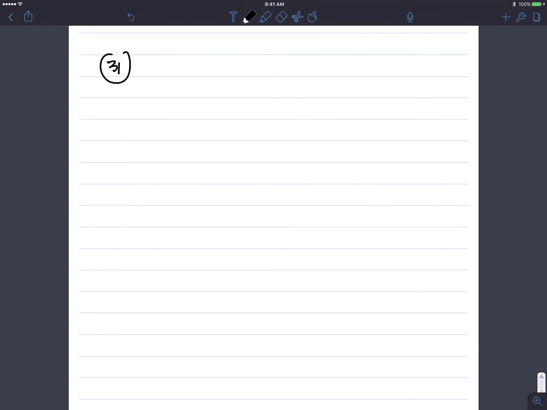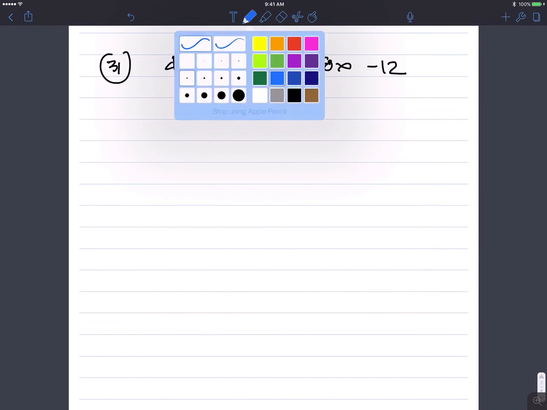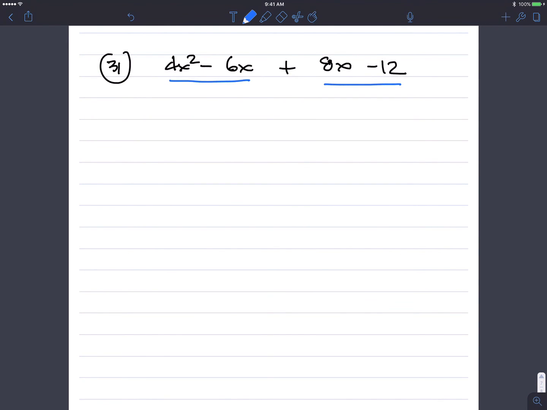4x squared minus 6x plus 8x minus 12. Let's see if this one's factorable. Okay, group four terms. Group the first two, group the last two. GCF of 4x squared and 6x, what was that? I think that's 2x, right? What do you guys get for a quotient? Anybody know? 2x minus 3?